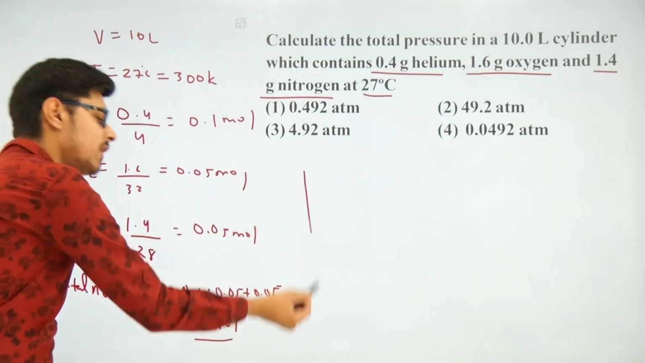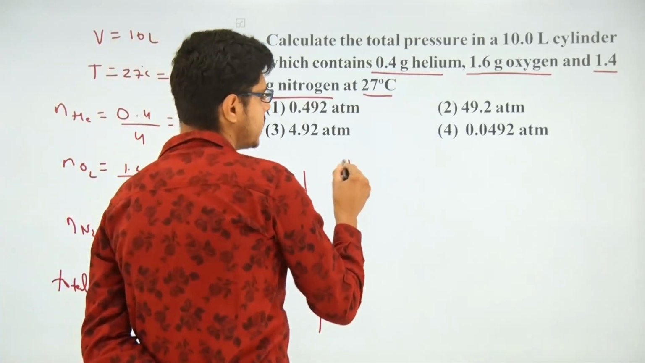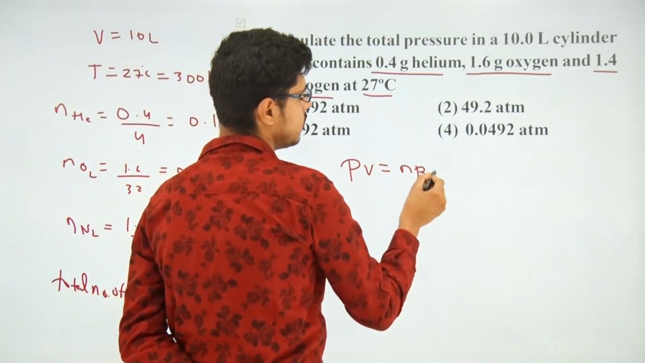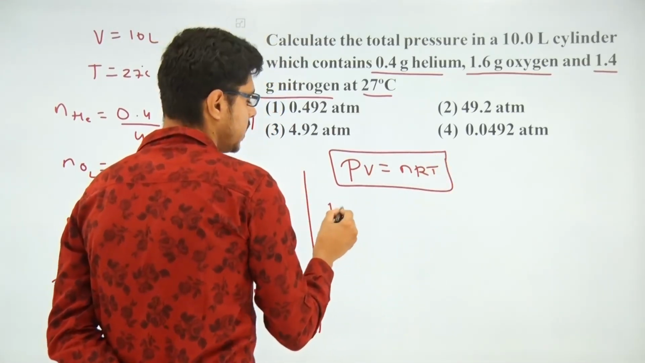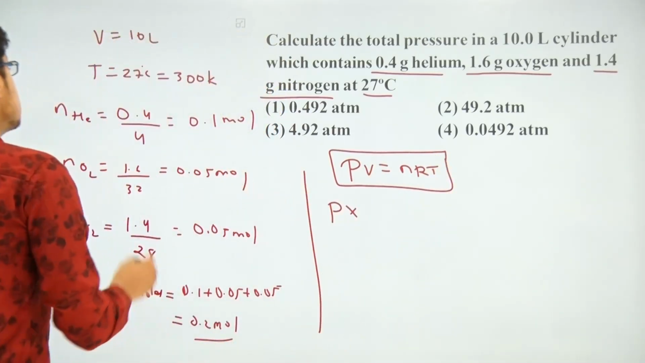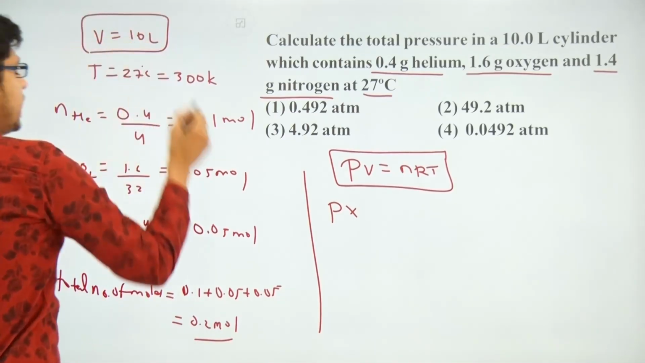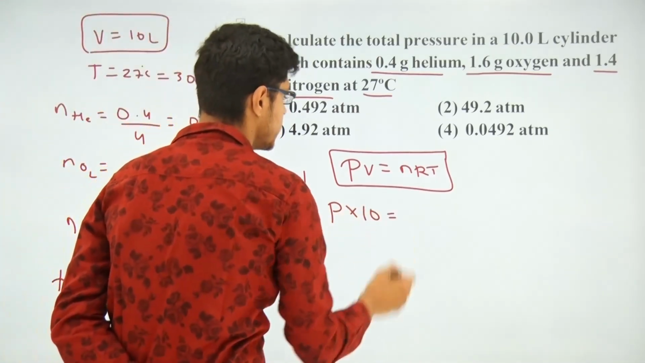Now we know our ideal gas equation. What is our ideal gas equation? PV is equals to what? PV is equals to nRT. So we need to calculate the pressure. It will be as it is. Next, the volume is 10 liters. So I'll just write it here as 10.